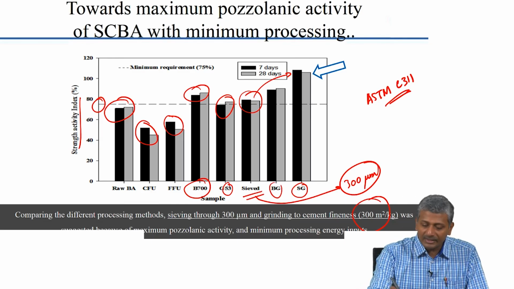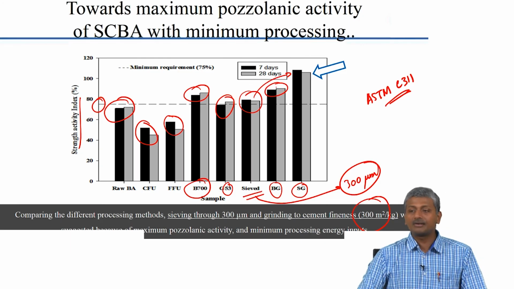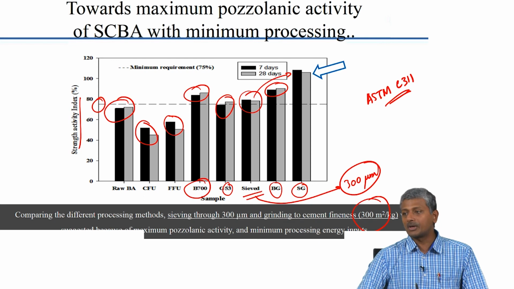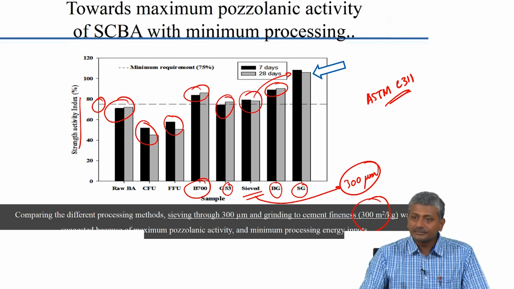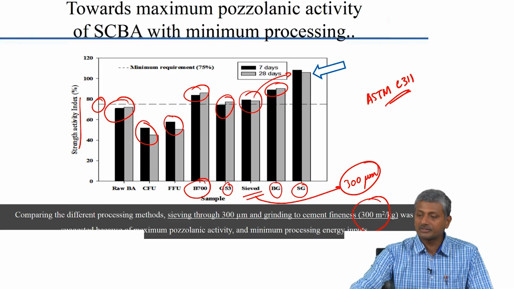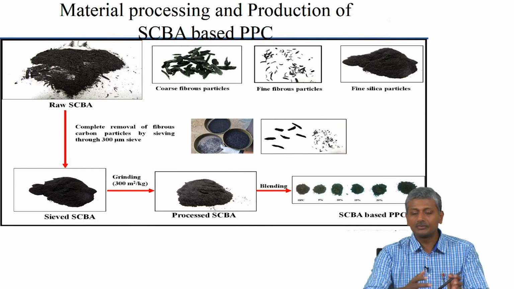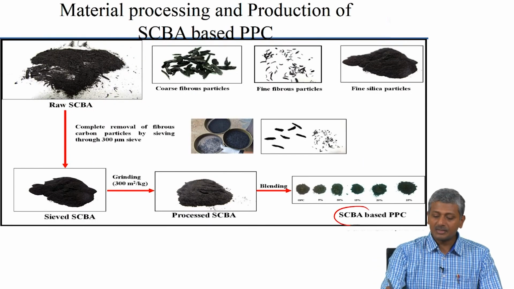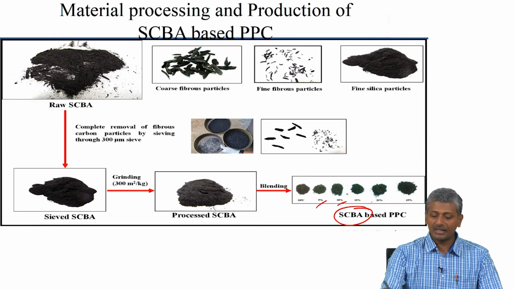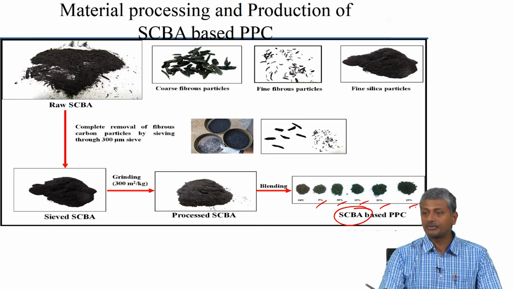Now, of course, you also get that from burning and grinding. So, 700 degrees burnt material was further ground to 300 square meters per kilogram, right, and that also produced an excellent performance. But why would you do burning when you can actually do sieving? Okay. So, sieved and ground material we saw as the best performing out of all these, and we used this to produce SCBA based Portland pozzolan cement, which was 5, 10, 15, 20 and 25% replacement.